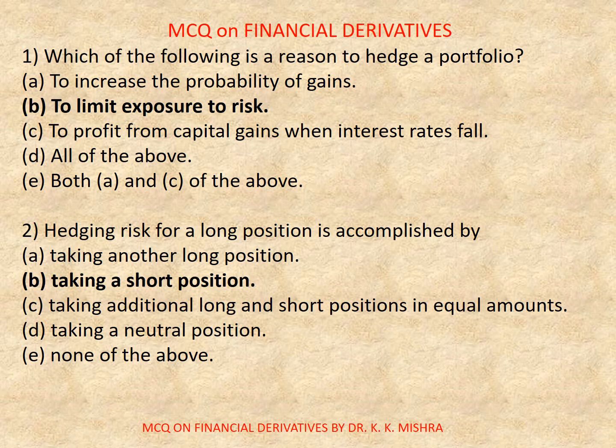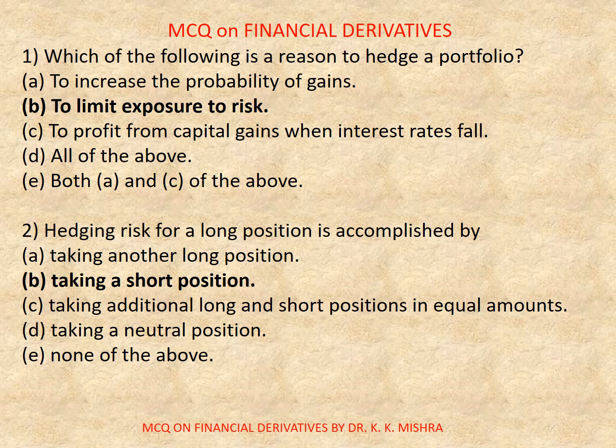Question number 1. Which of the following is a reason to hedge a portfolio? Options are A. To increase the probability of gains, B. To limit exposure to risk, C. To profit from capital gains when interest rates fall, D. All of the above, E. Both A and C of the above. Correct option is B. To limit exposure to risk.